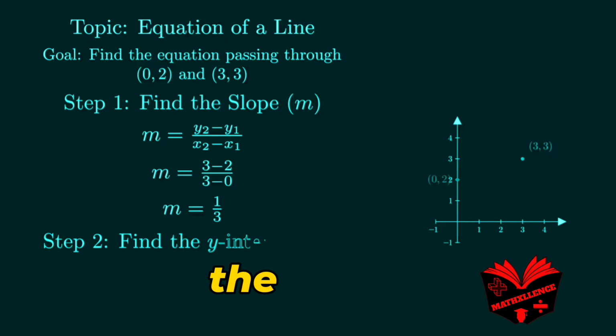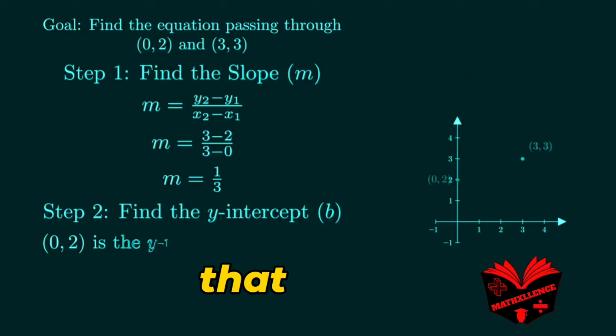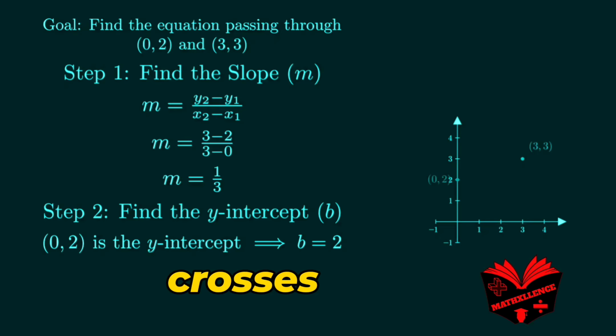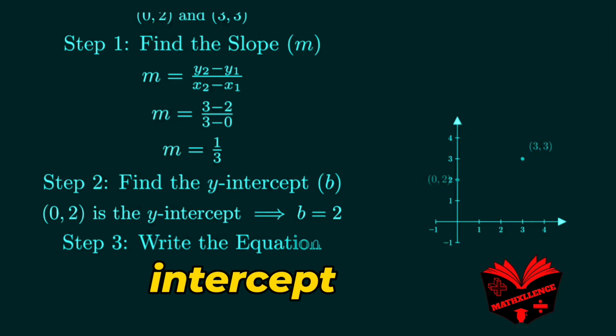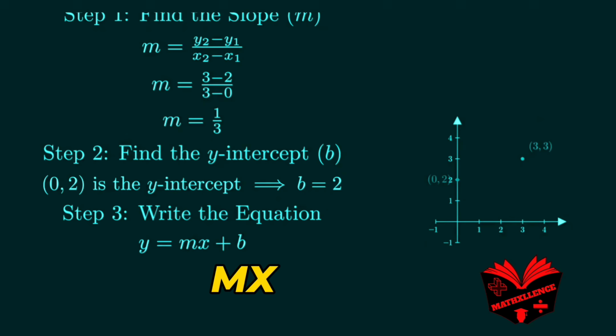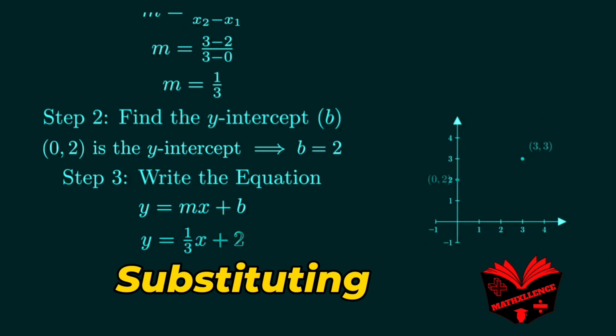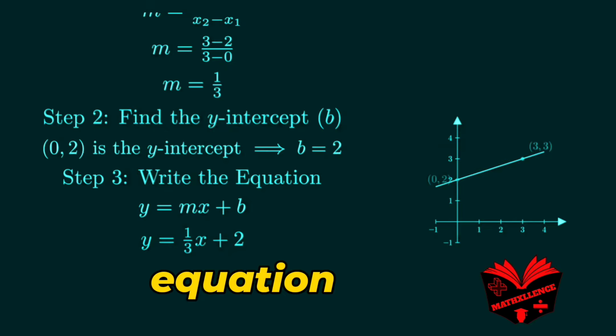Next, we need the y-intercept, represented by the letter b. Notice that the point (0, 2) tells us exactly where the line crosses the y-axis. So, b equals 2. Now, we use the slope-intercept form y equals mx plus b. Substituting our values, the final equation of the line is y equals 1/3 x plus 2.